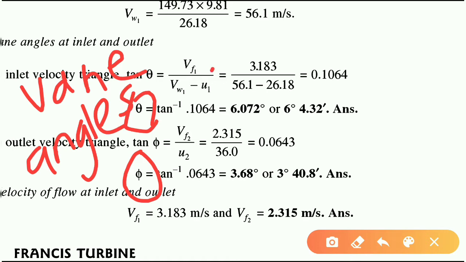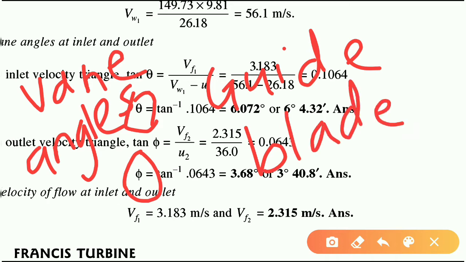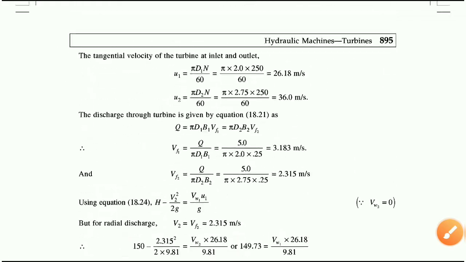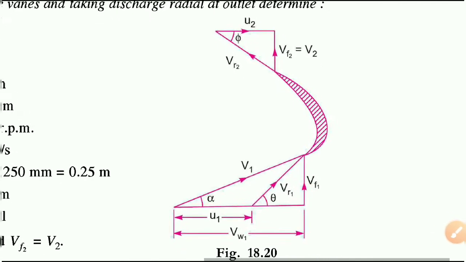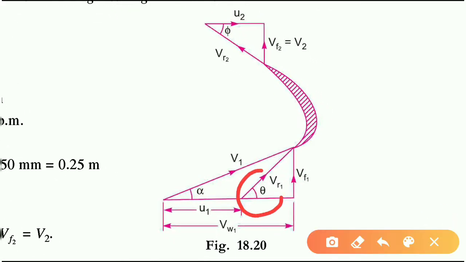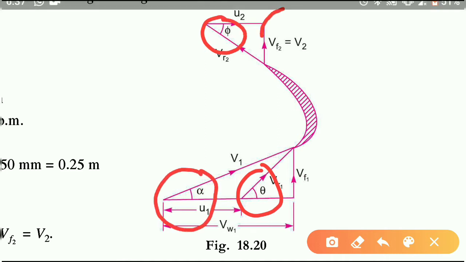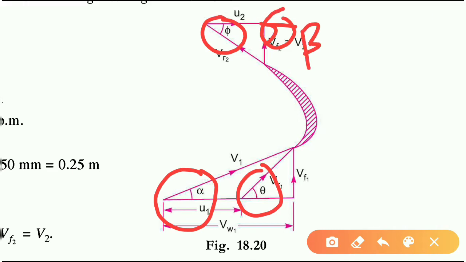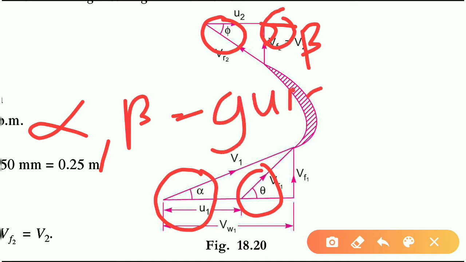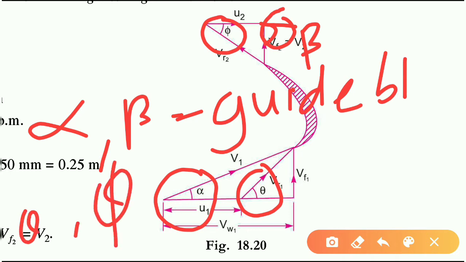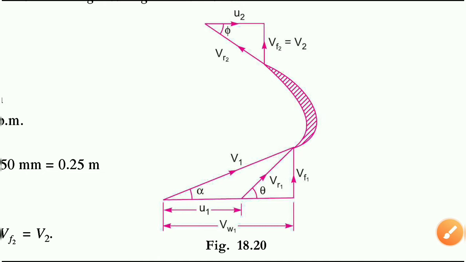And the second ones are the guide blade angles. So basically there are two pairs. One pair is the vane angle and the other pair is the guide blade angle. Theta and phi are the vane angles. In this diagram we can see this is the theta, this is the vane angle, this phi is the vane angle, and the guide blade angles are this alpha and this, here the angle is beta. This alpha and beta are the guide blade angles, and this theta and phi are the vane angles. So we need to find out the value of theta and phi.